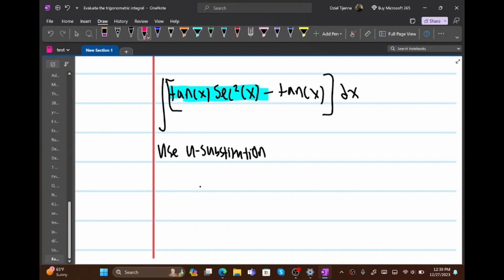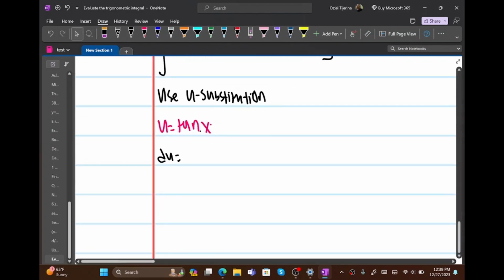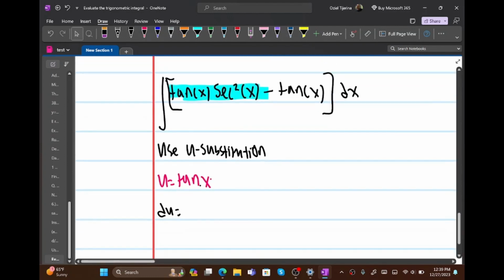If I let u equal tan x, but if I take the derivative of tan x, so du would be, and I know that the derivative of tan x, if you do the quotient rule for that, is going to be secant squared x dx.